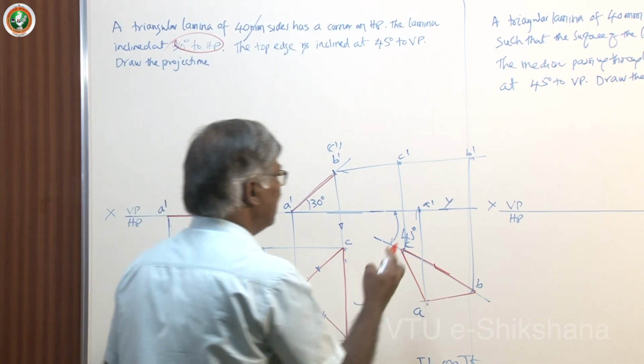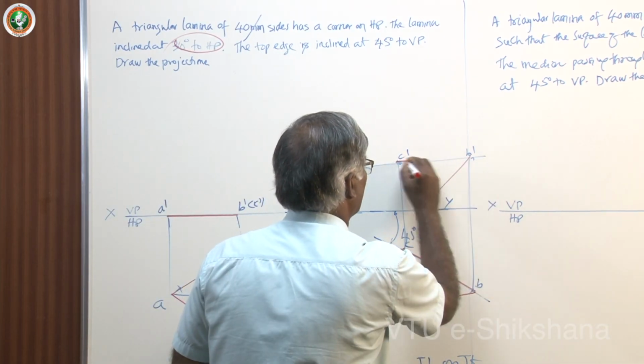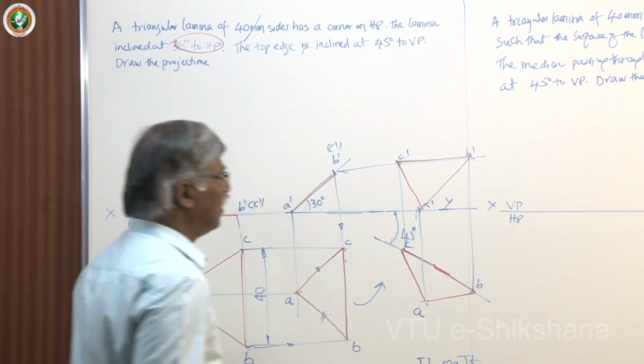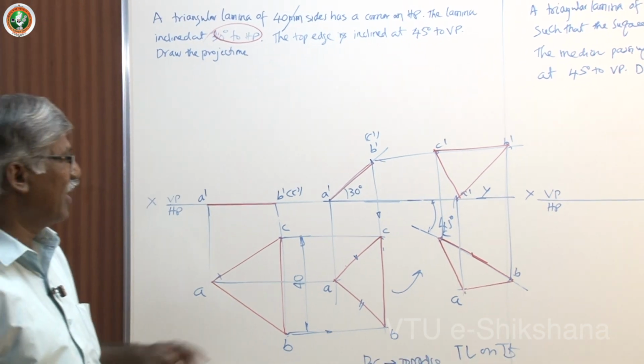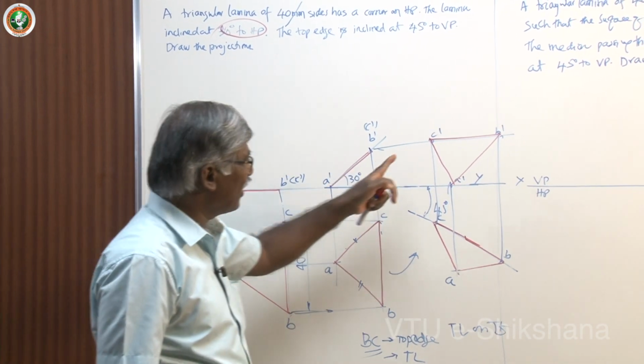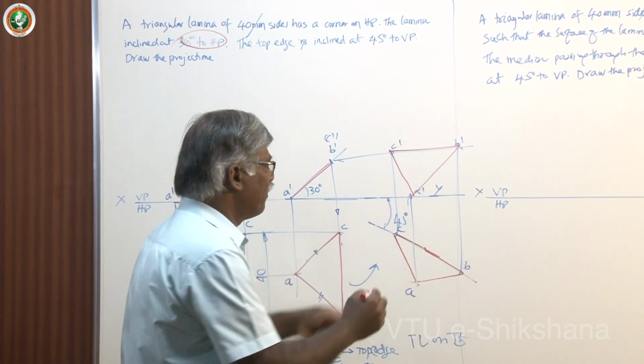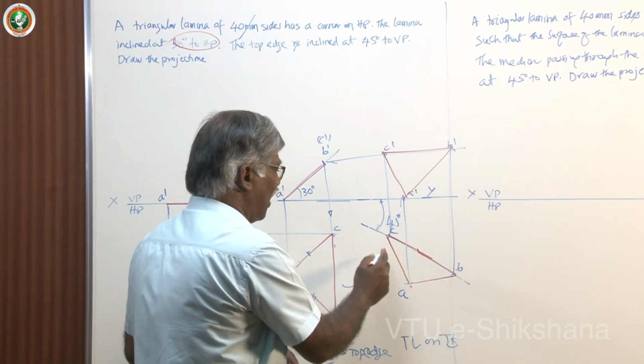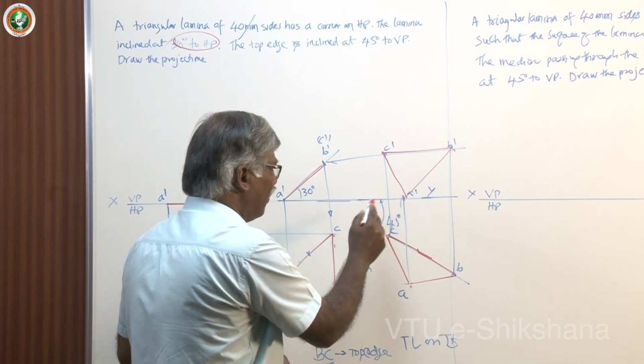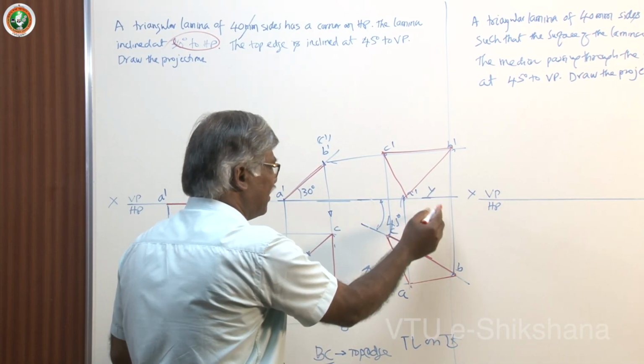Join these three in order, definitely you will get it finally. Just observe here, this is the top edge BC which is parallel to HP, and inclined at 45 degree to VP. So this is VP, this is HP.